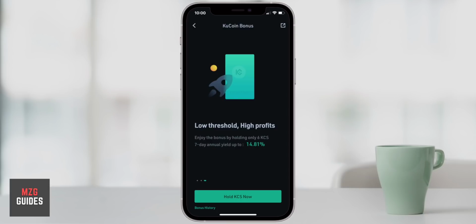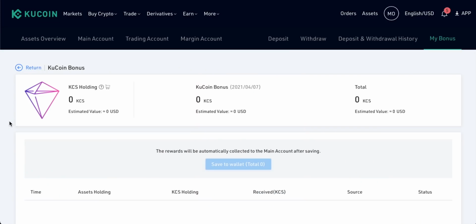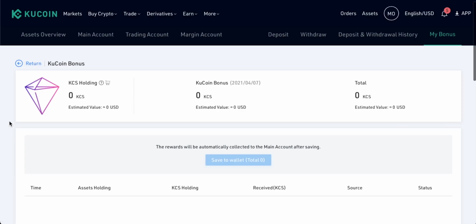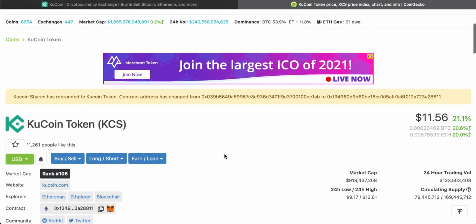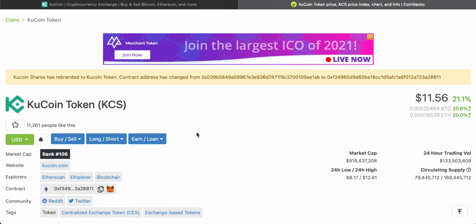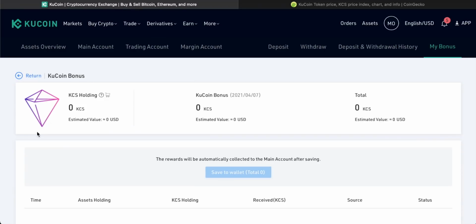So essentially what KuCoin does is take a percentage of all of the trading fees on the network for a given day, and then takes a percentage of that, and literally just hands it out to people as a bonus that use KuCoin and that hold KCS on account. Now what you have to do here is hold at least 6 KCS on account. Now if we go over to how much KCS is, it's about $12 now. So you see, you don't really have to spend a lot of money to have that KCS on account.